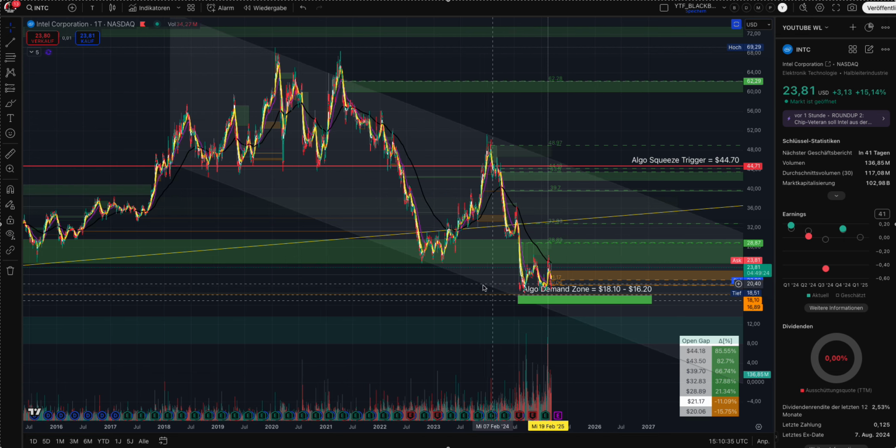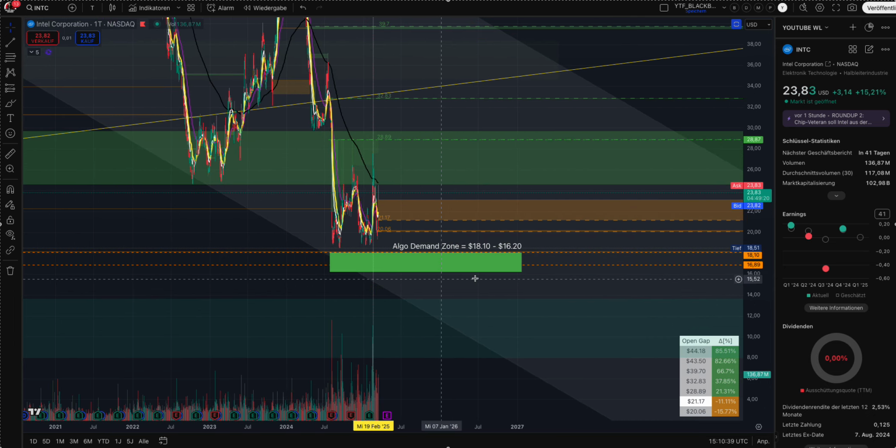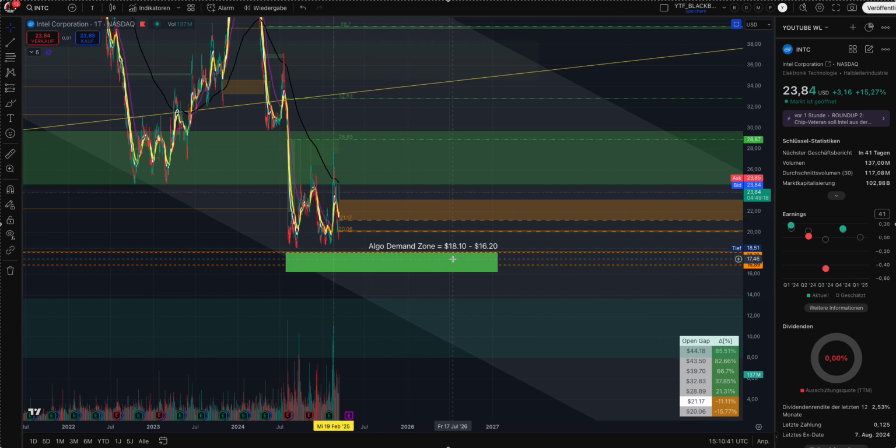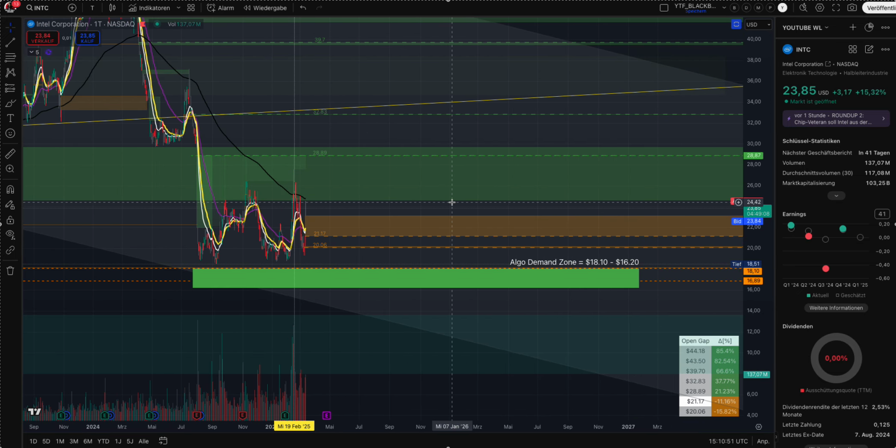The market makers accumulate their positions, and that's why, in my opinion, the main algo demand zone which I spotted and calculated here is between $18.10 and $16.20. If Intel should go lower than that, guys, I would even buy more shares. So that's why it looks good, it looks nice, the price action here, but I'm not hyped up, guys.